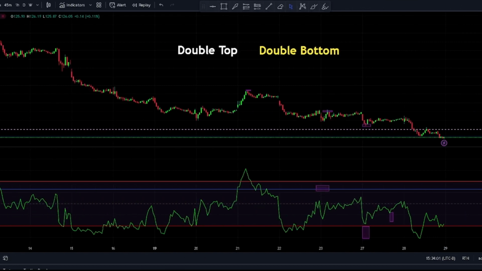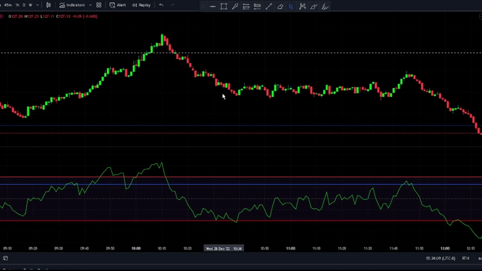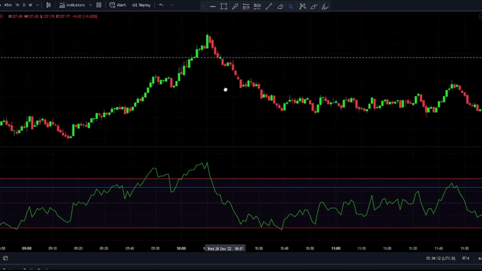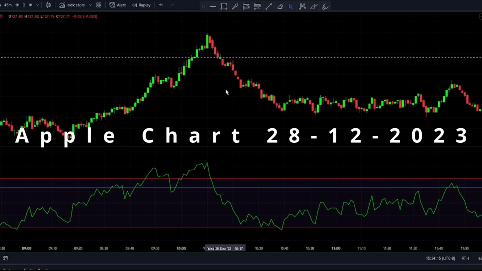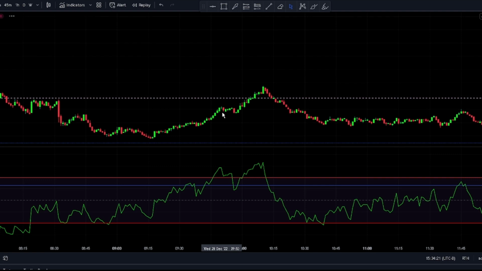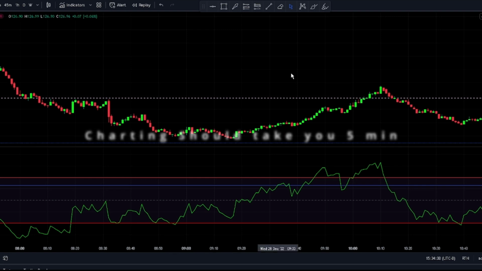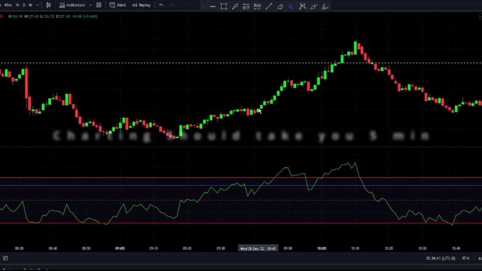I am looking at the Apple chart now, and this is the chart we have for today, December 28, 2022. One thing I always recommend is to analyze your chart before any trading. So let's say I woke up this morning and I'm looking at what's going on. Is there any news, whatever the case might be, but regardless of anything, you want to analyze your chart.